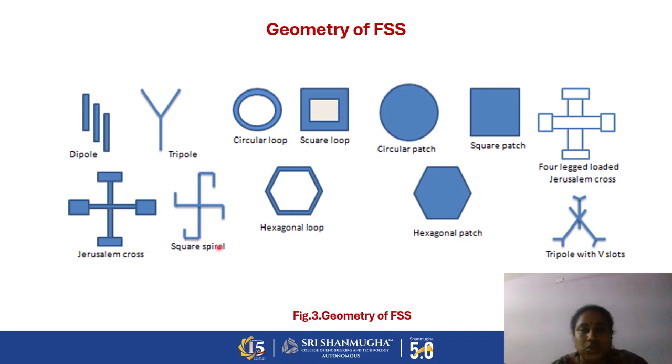Based on the geometry of the FSS structure, we can transmit the electromagnetic signal from source to destination. It can transmit, reflect, or absorb the electromagnetic signals from the base station, that is, from source to destination.